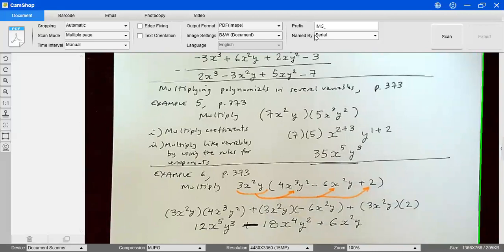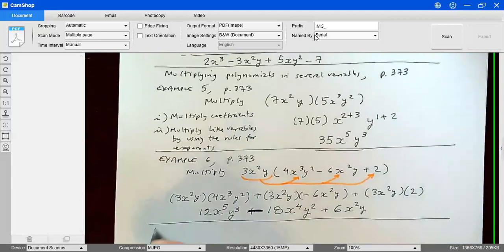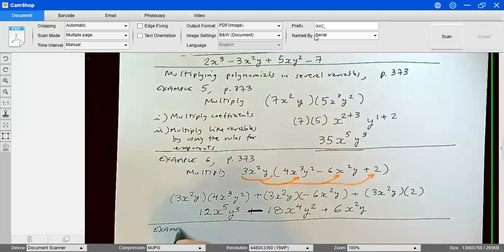Okay, then you have example 7 in your book. So you work example 7 by yourself. If you have questions, let me know. We're going to end up with example 8 on page 374.